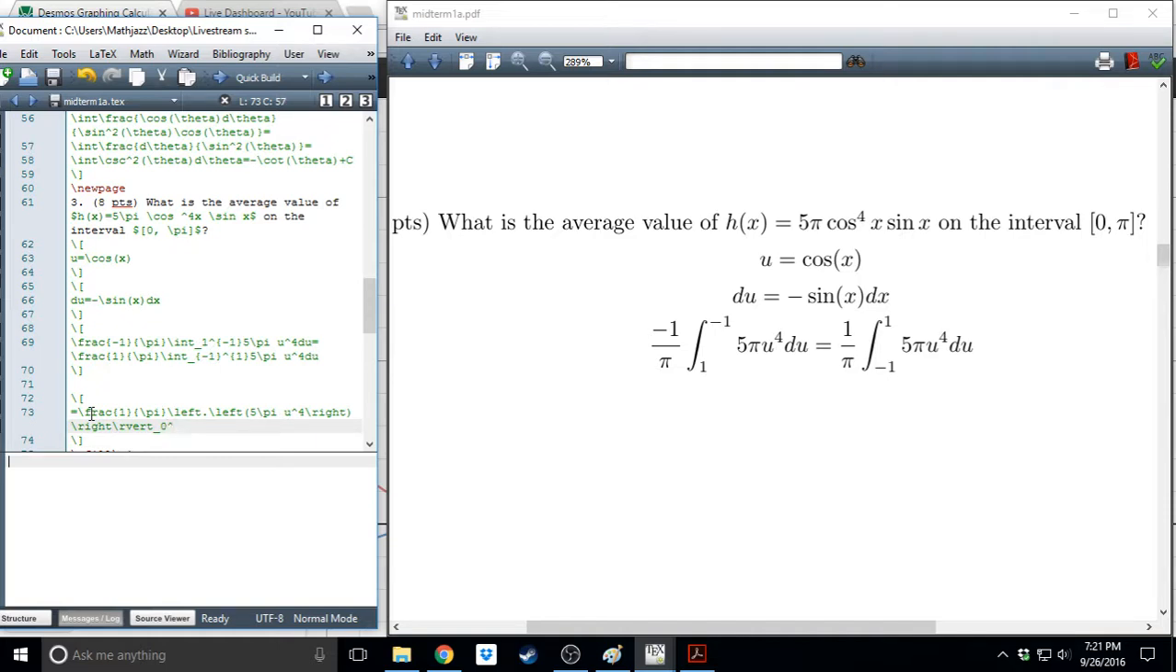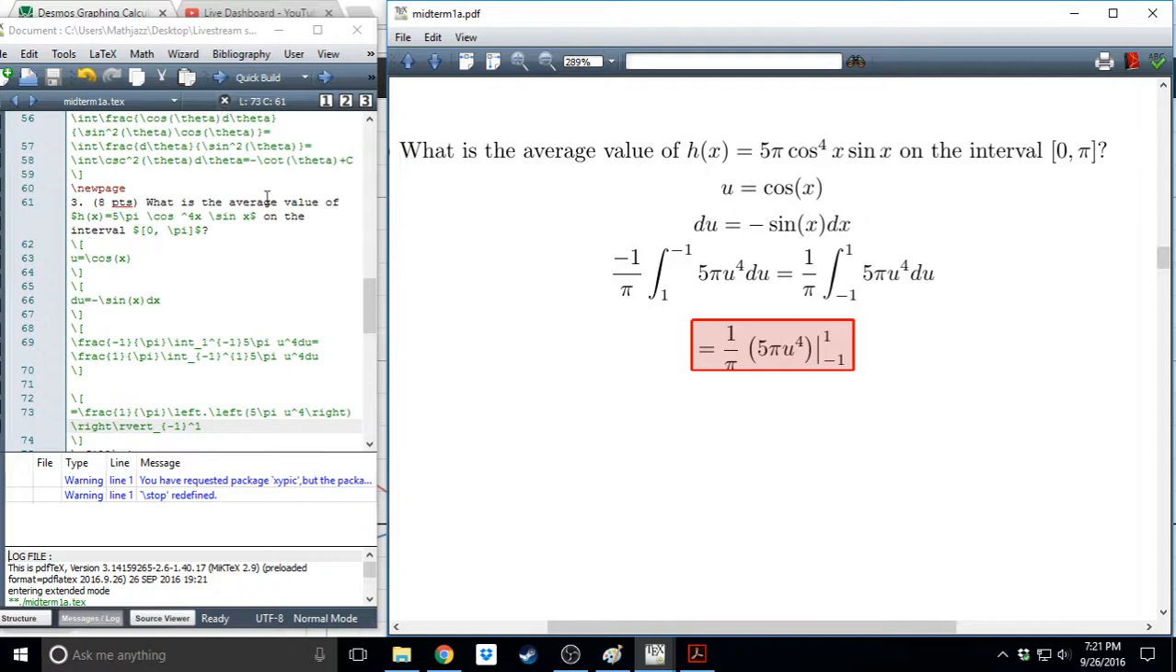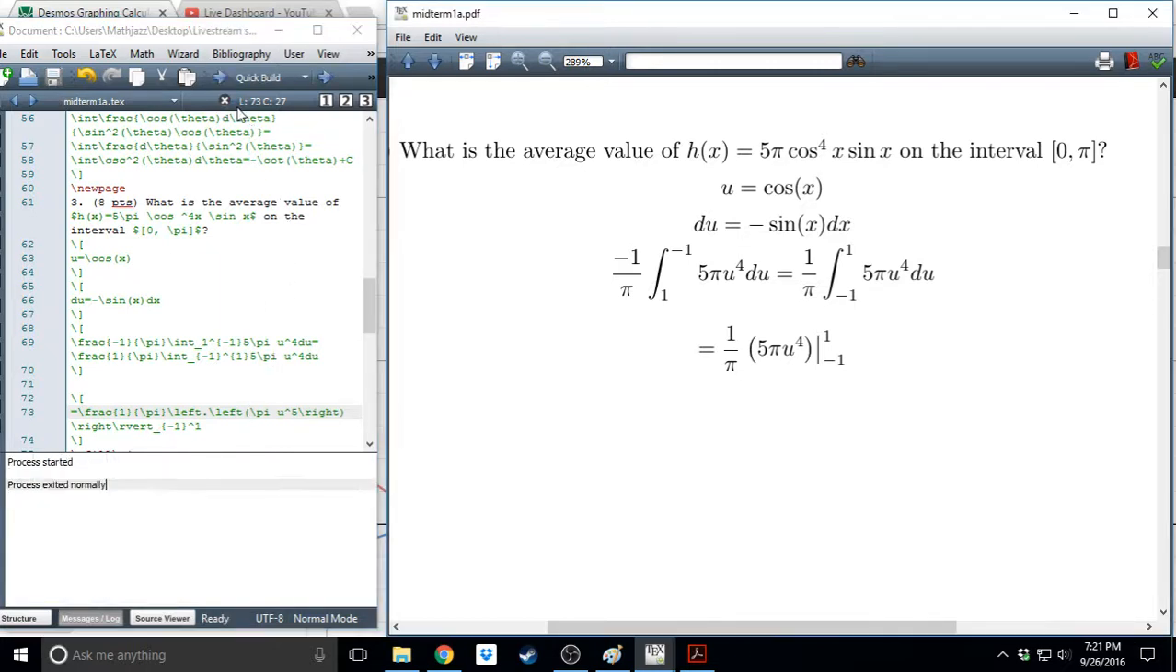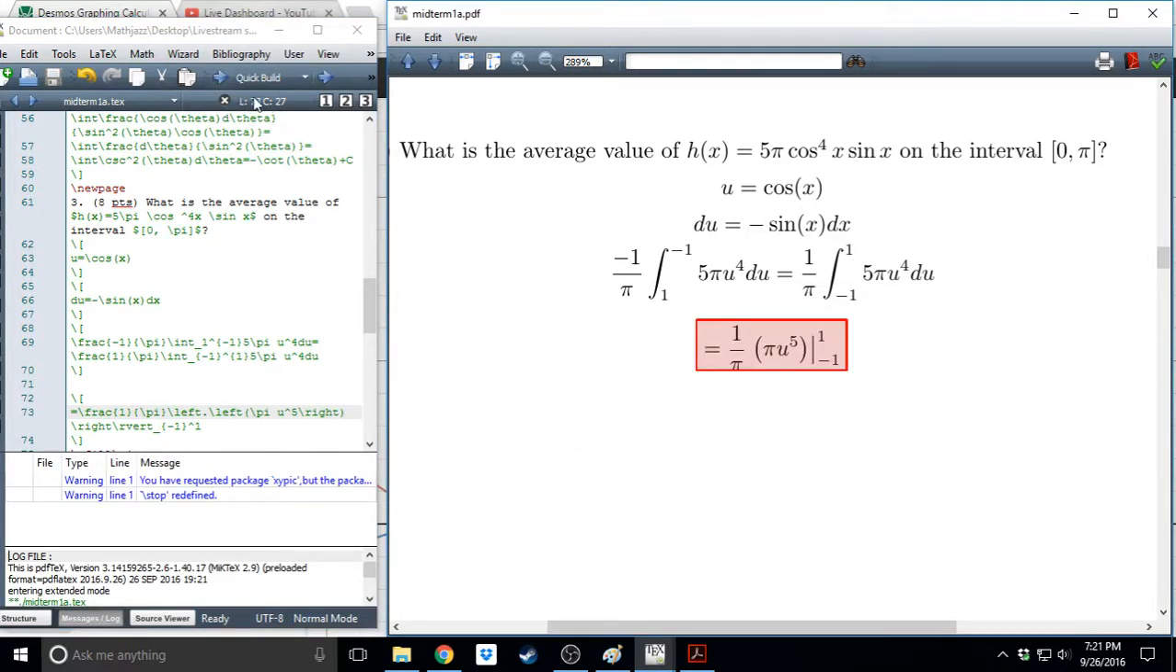That went from -1 to 1. There we go. And the power goes up by 1, and we divide by our new power, and hey look, the pi's cancel out too. That's pretty nice.